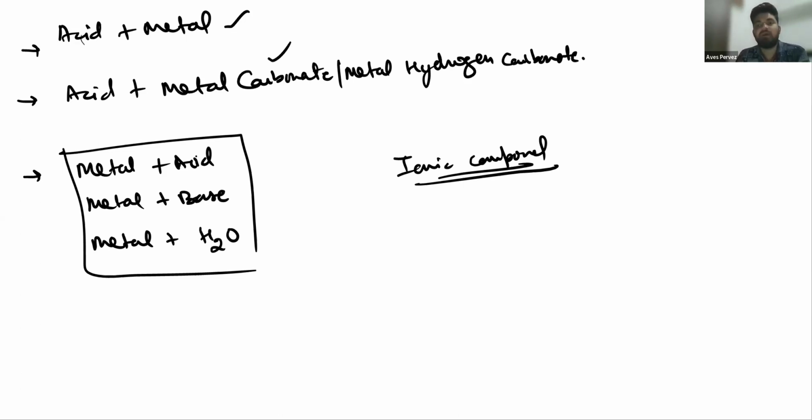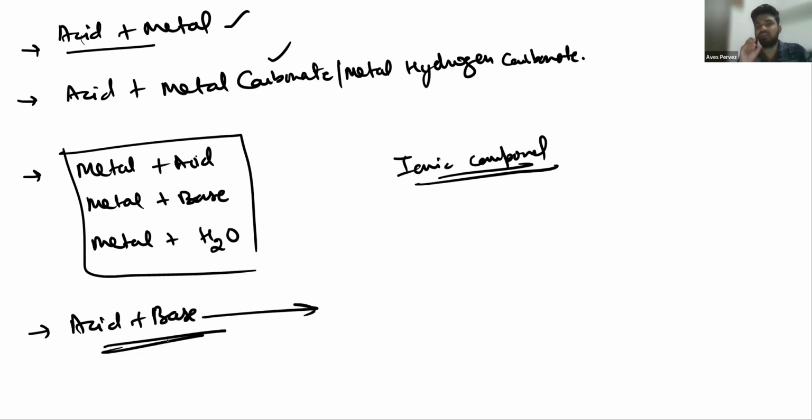For example, pH. Many questions are asked on the pH of solutions. Many questions are also asked on the physical properties of acids, that acids are sour in taste. And lastly, acids when they react with base for the formation of salts. This is also being asked. So let's discuss each and every property so that you can understand better.